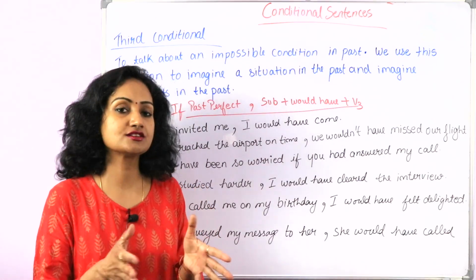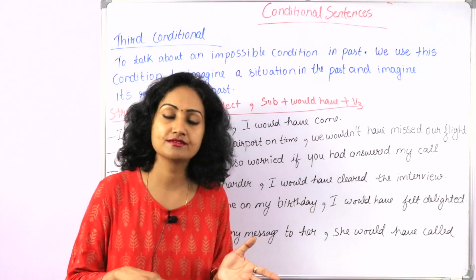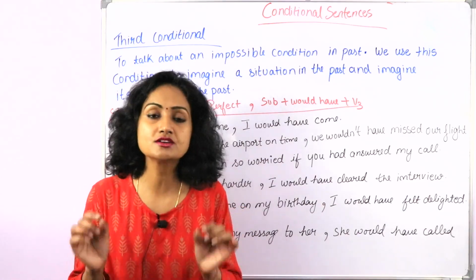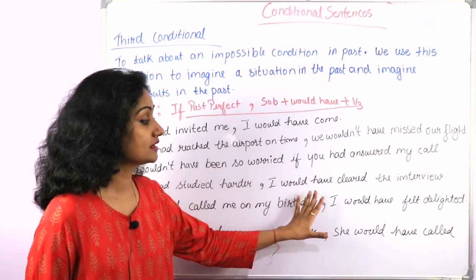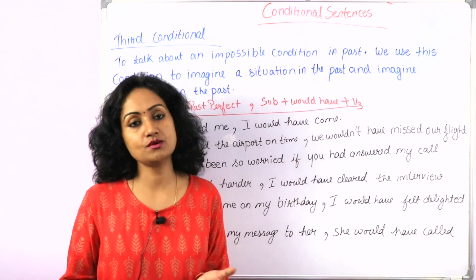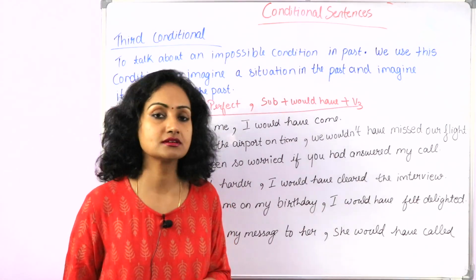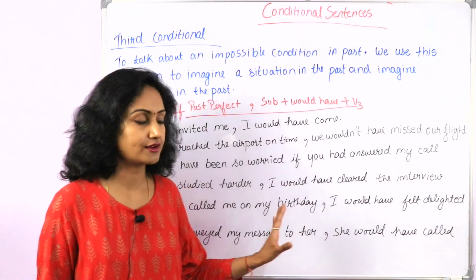So this way, this is the difference between could have, would have, or might have and would have. When you are 100% sure about the result, then use would have, and when you are not certain about it, then use could have or might have.